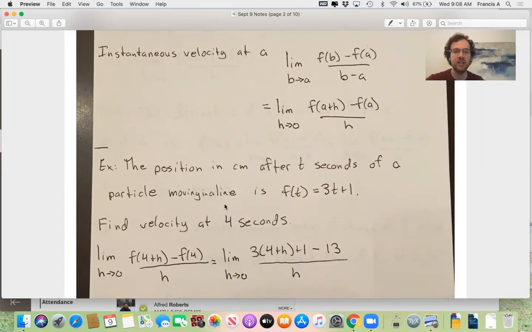So this thing's moving in a line, and its position in centimeters after t seconds of this movement is given by this formula, 3t plus 1. So this formula tells us where the particle is after t seconds. But we could ask, how fast is it moving at any time? In particular, how fast is it moving after 4 seconds of whatever our little experiment here is?